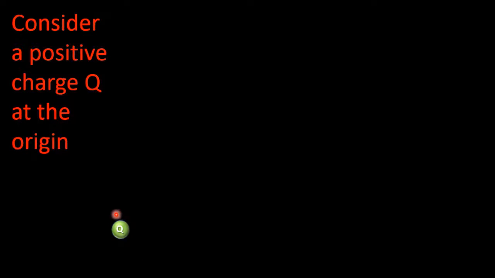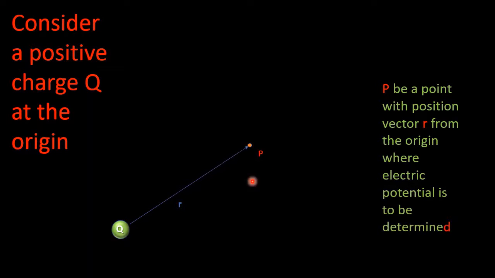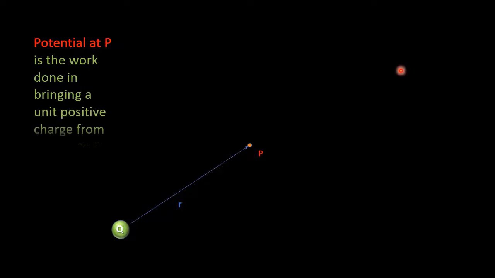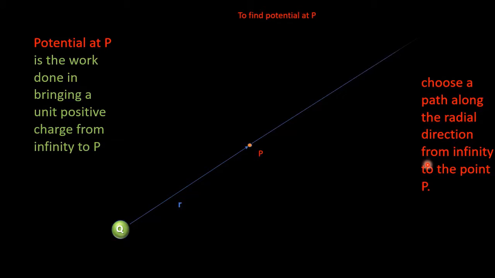Consider a point charge Q at the origin. Let P be a point with the position vector R from the origin, where the electric potential is to be determined. The potential at P is the work done in bringing a unit positive charge from infinity to that point. To find the potential at P, choose a path along the radial direction from infinity to the point P.